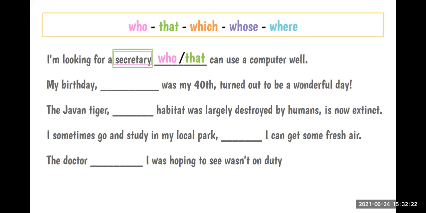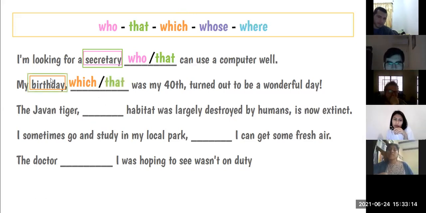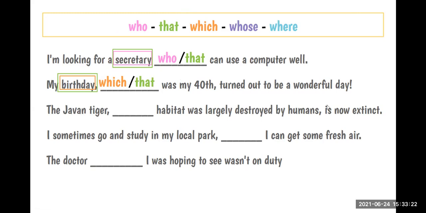Number 2, my birthday, was my 40th, turned out to be a wonderful day. ¿Cuál podríamos utilizar? Which, right? We can use which because we are referring to, ¿a qué nos estamos refiriendo? Birthday. Estamos hablando del cumpleaños. ¿Ok? So, cuando no estamos hablando de personas, recuerden que podemos utilizar which o también podemos utilizar, ¿cuál es la otra opción? That, right? So we are referring to the birthday. So my birthday, which was my 40th, turned out to be a wonderful day.